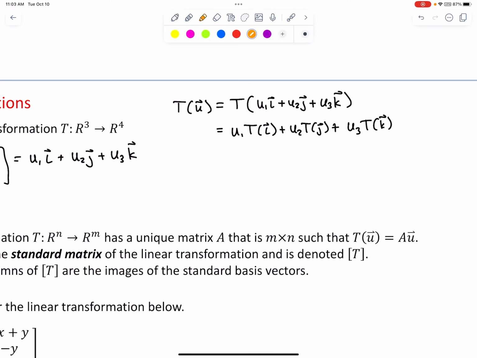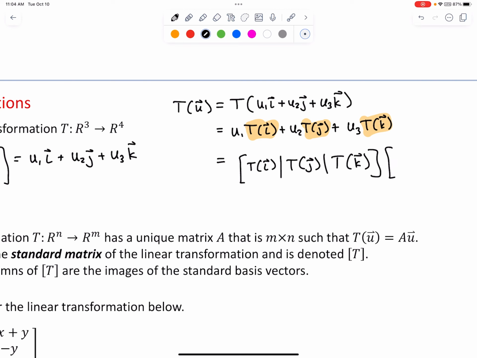Now keep in mind that these images here, these are vectors in 4-space. These are all 4-dimensional vectors because they're the images of 3-dimensional vectors. And in this case, our transformation T we assumed was mapping to R4. So this is really just a matrix-vector multiplication where the orange vectors I have highlighted are the columns of a matrix. And then we multiply this by the scalars, which is just the vector U again.